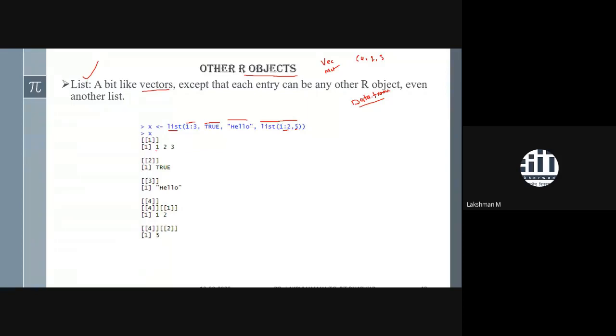Here you can see that if you ask to print the value of x, it will come this way. The first argument is this one, the second is this one, the third is this one, the fourth is this one, and the fifth is this one.